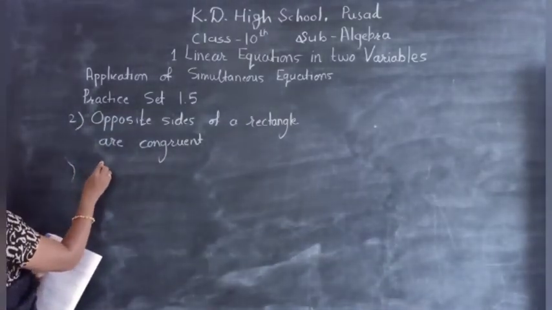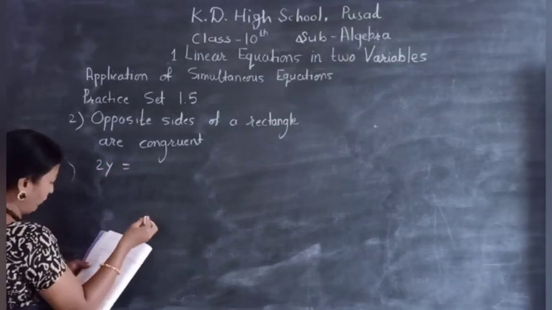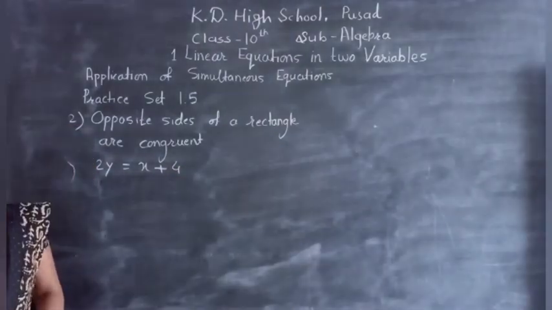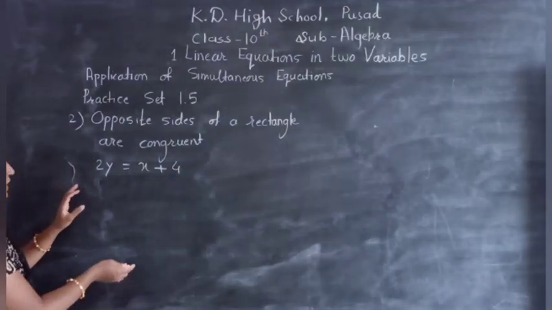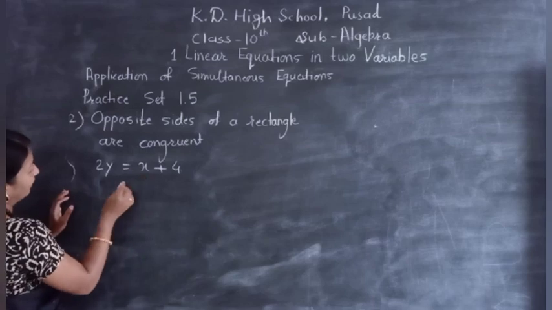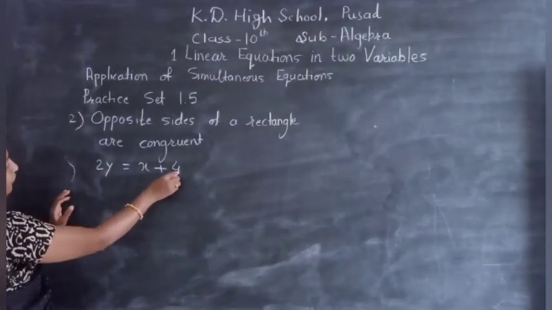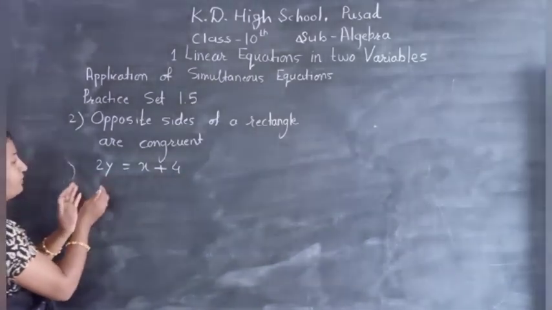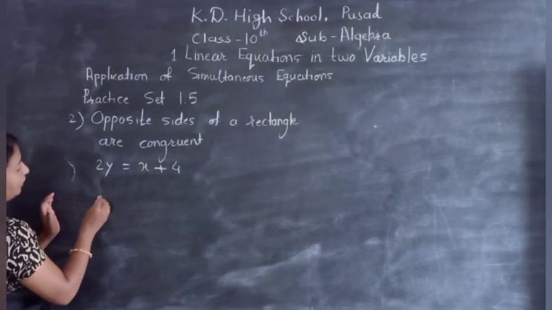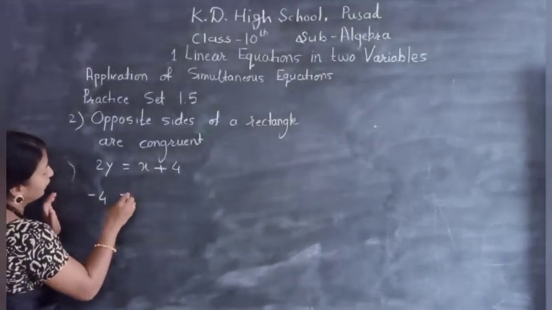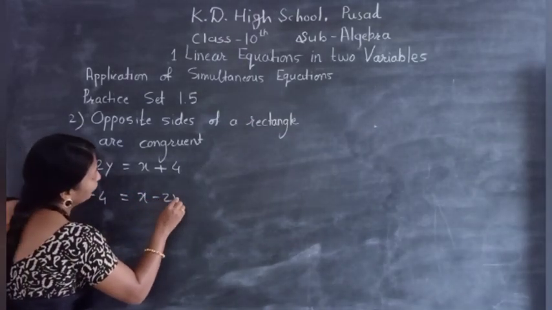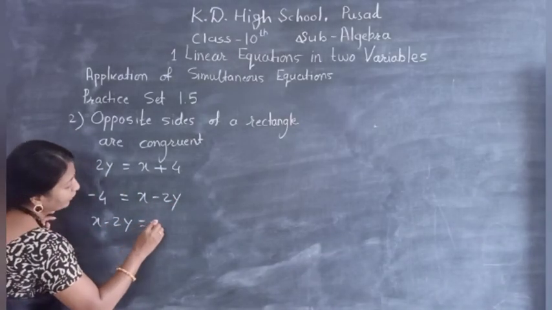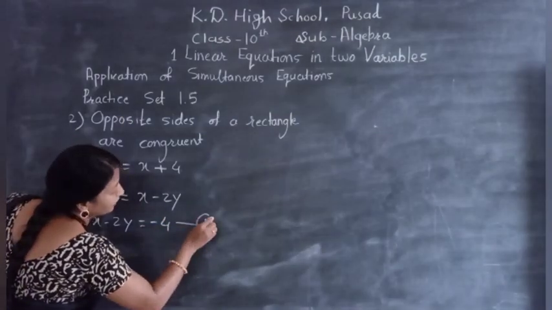First of all, 2y is equal to x plus 4. Take the variables on one side and constants on the other side. So we transfer this 4 to the left side and 2y to the right side at the same time with the opposite operation. Now minus 4 is equal to x minus 2y, and rewrite it again, that is x minus 2y is equal to minus 4. This is our first equation.